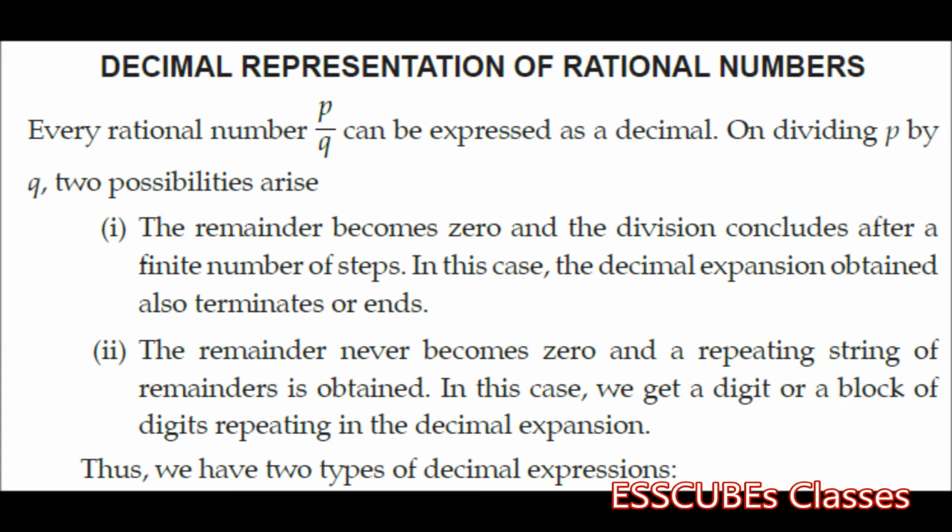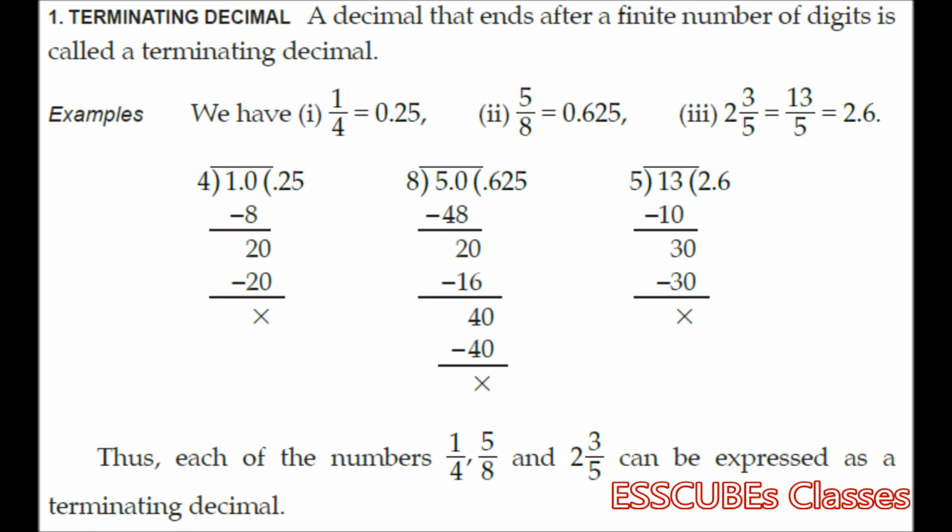Thus, we have two different types of decimal expressions. Number one is terminating and number two is recurring. Let us see what these are one by one. A decimal that ends after a finite number of digits is called a terminating decimal. For example, 1 by 4. After doing the calculations, we find that it becomes 0.25 and the remainder is 0.